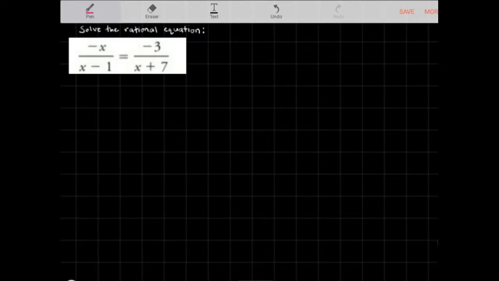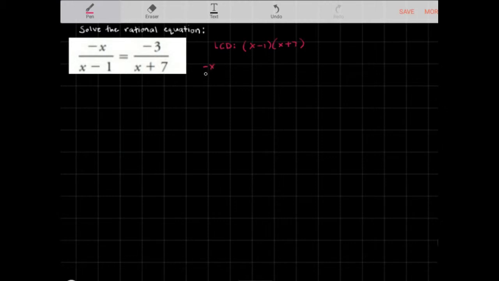Alright, let's solve the rational equation. Negative x over x minus 1 is equal to negative 3 over x plus 7. So if we want to solve a rational equation, we need to find a lowest common denominator. The lowest common denominator here is as simple as just multiplying the two denominators together: x minus 1 times x plus 7.